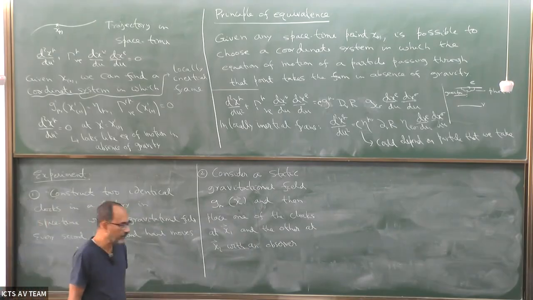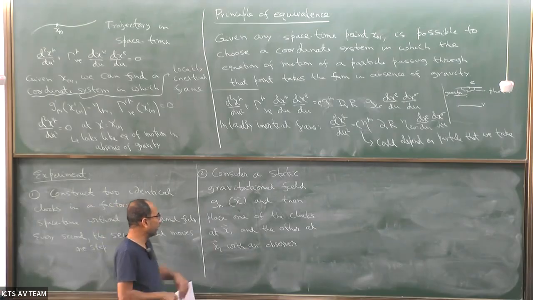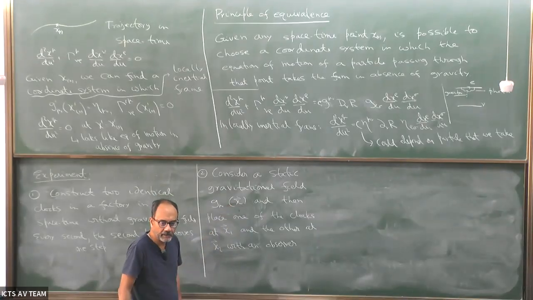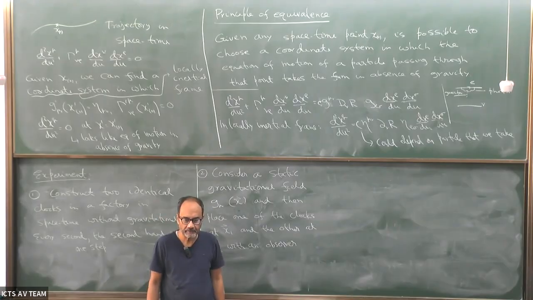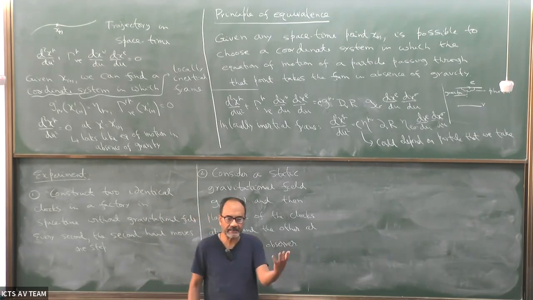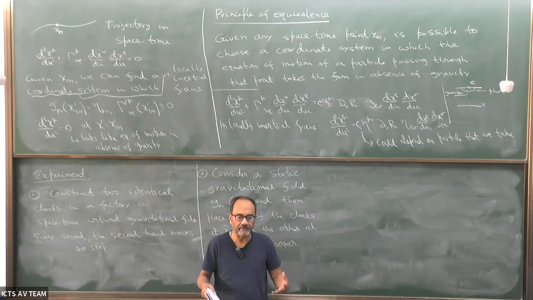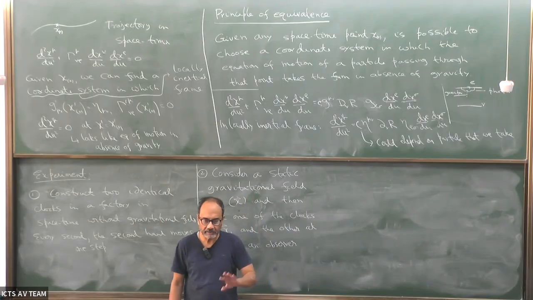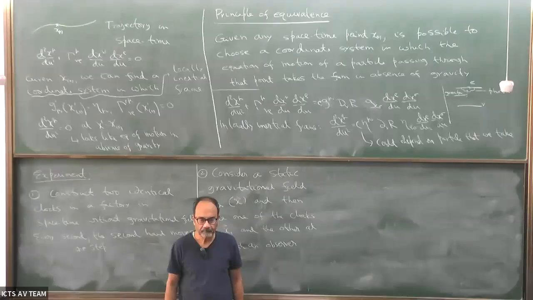Yes, some coordinate system in which G mu nu doesn't depend on x naught. Is this clear? That's the meaning of static. Let's imagine that the Earth is static, and the gravitational field of the Earth will be one example, which is not changing with time. There is no condition on that so far. Is that clear?